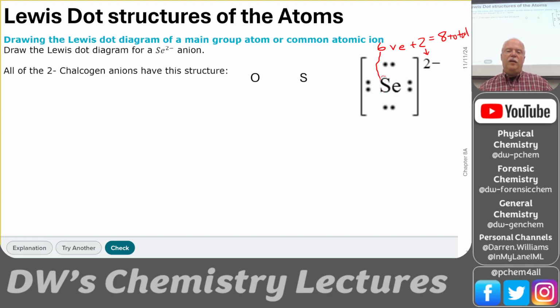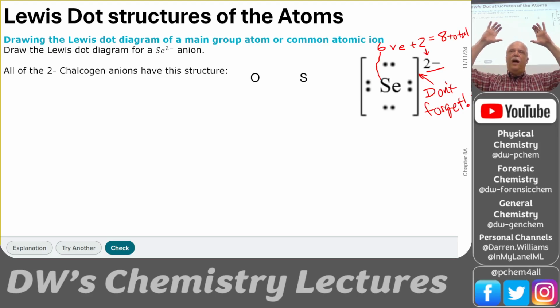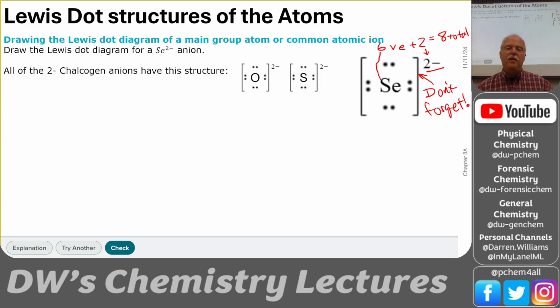So we draw the elemental symbol. We draw the 8 electrons around it. Don't forget the bracket and the charge. If it's charged, you put the bracket around it, and you put the charge up there in the corner. In fact, all of the oxygen group, that's called the chalcogens. We had the halogens and the chalcogens and the pnictogens. The chalcogens all have that same structure.